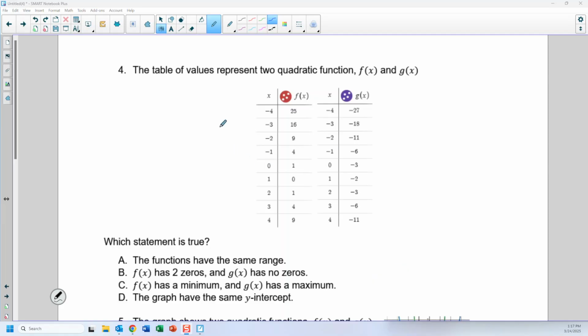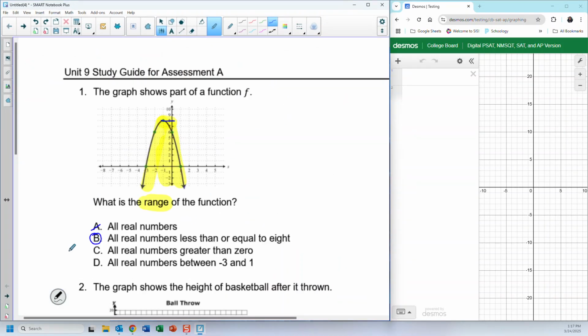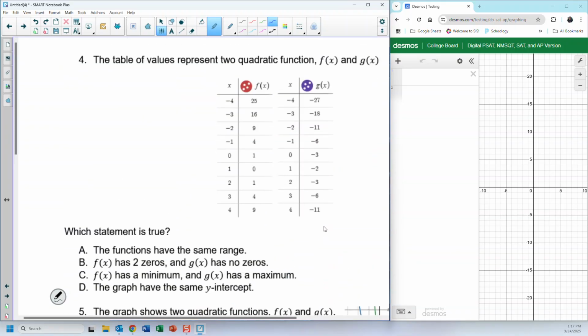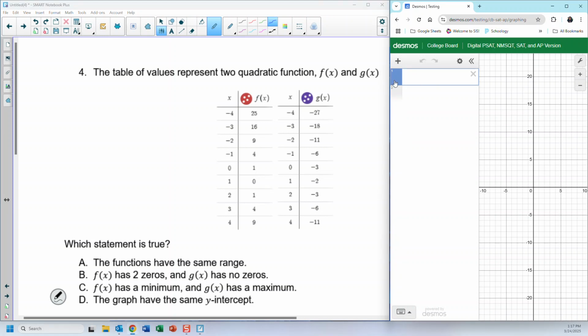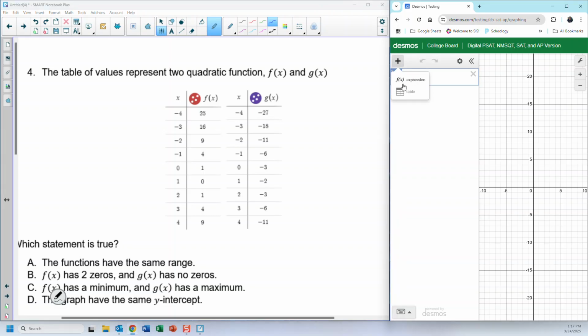All right, so the table of values represents 2 quadratic functions. I have 2 functions here. I have f of x right here, and then I have g of x right there. Okay. Let me go ahead and put them in Desmos to see if I can see it better, so I can have all these different things I need to look at. So let me go ahead and put the table in Desmos. In order to do that, we're going to press the plus button, table, and then plug in the table of values.